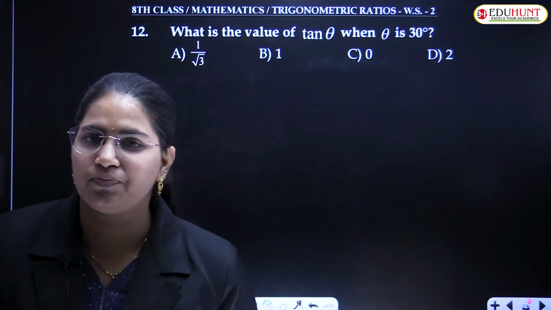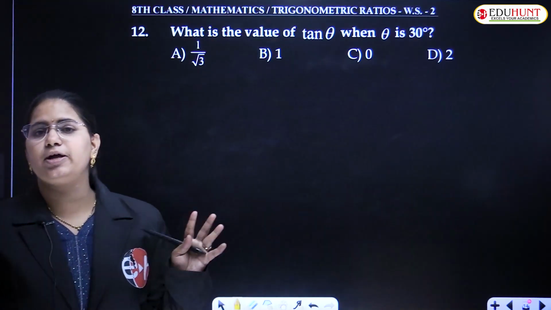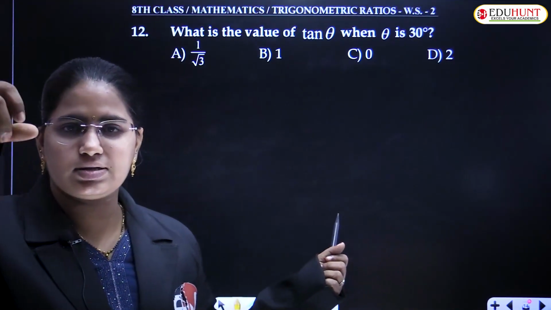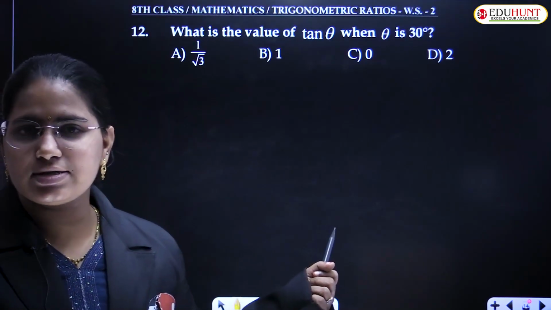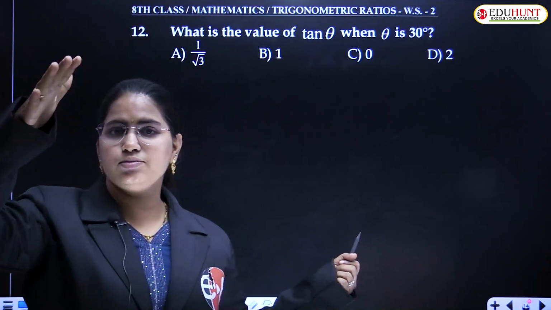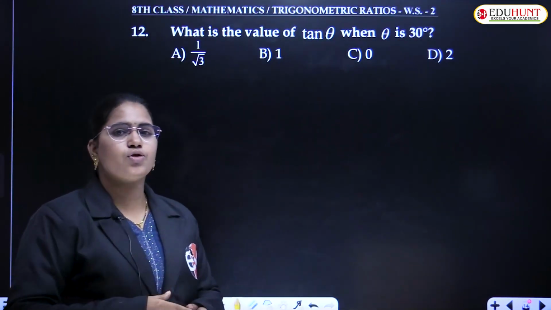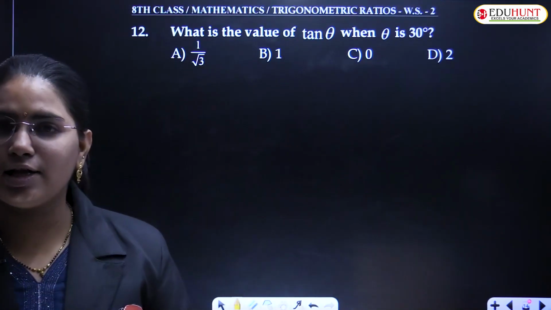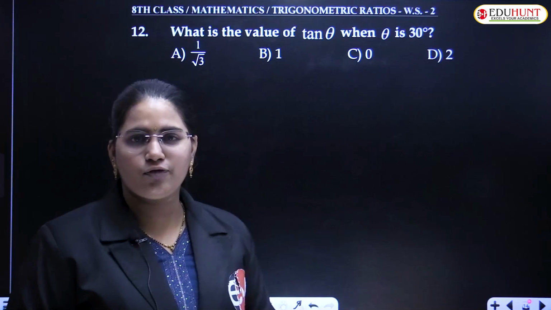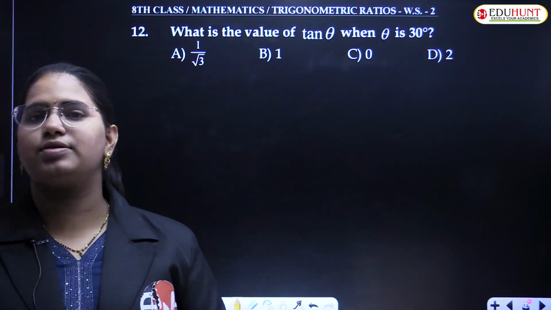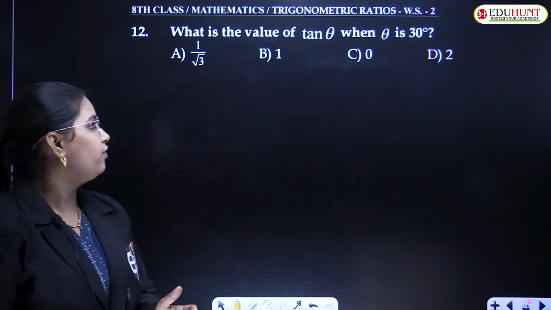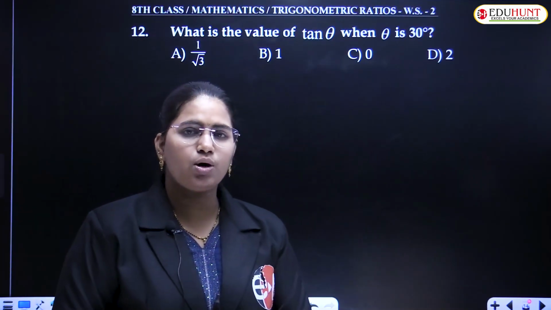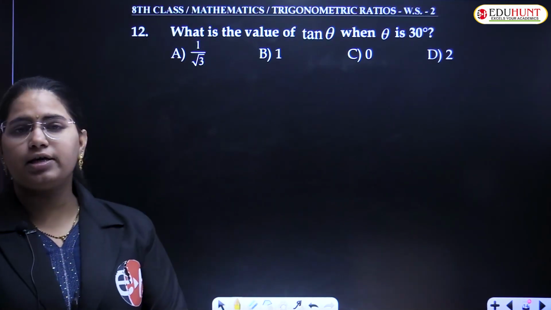Hurry up, guys. I already explained to you about the table. From the table, this is the direct bit. You can solve it in a second. Come on, guys. Those who are going to get an answer, I'll be appreciating them. Very good. Some of them are writing in the comments. That's great. So what is the value of tan theta when theta is equal to 30 degree?